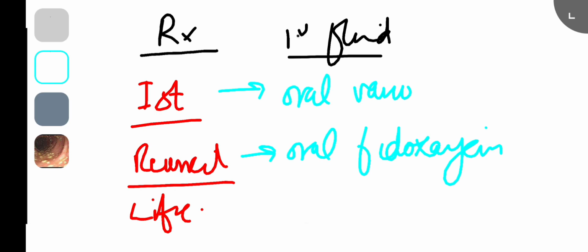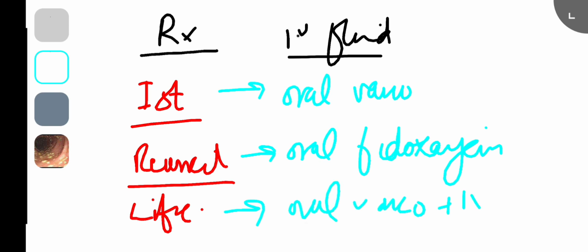So first line is oral vancomycin. If it's working, that's done. If there's another recurrent infection within 12 weeks of the first infection, you give oral fidaxomicin. If somebody has got C. difficile and you treated that, and it develops again after the 12 weeks, you can go again with oral vancomycin. But if it is within 12 weeks of the initial infection, it's again a recurrence, you need to go for oral fidaxomicin.